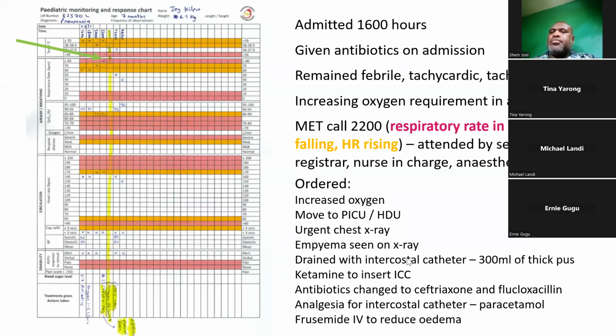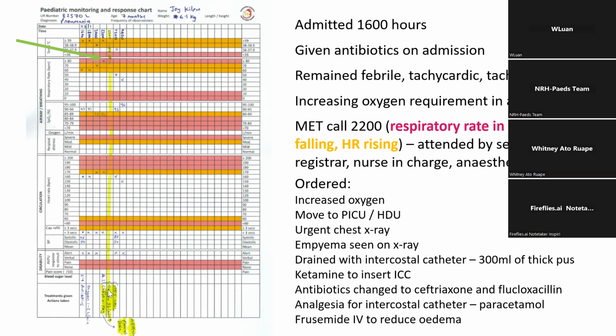They drained the effusion with an intercostal catheter, and they got 300 mils of thick pus. They used some ketamine to insert the intercostal catheter, so they kept her breathing during the time. And then you can see that her vital signs started to show signs of improvement. Her respiratory rate came down, her oxygen saturation came up, her heart rate came down. This is what really happened.